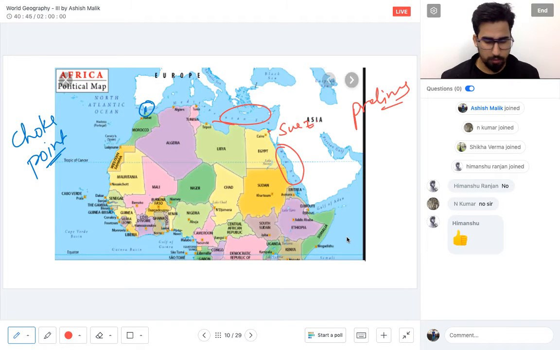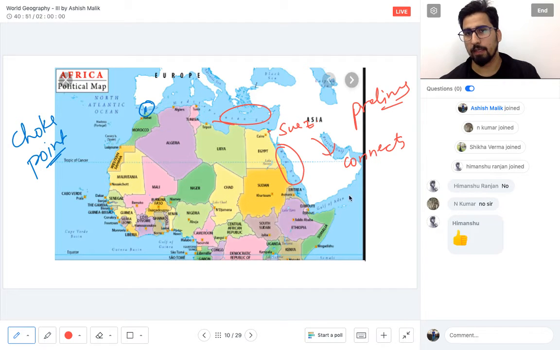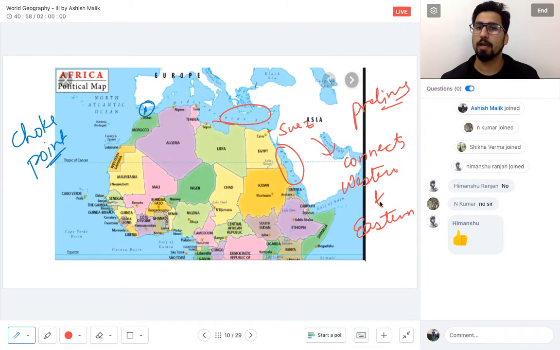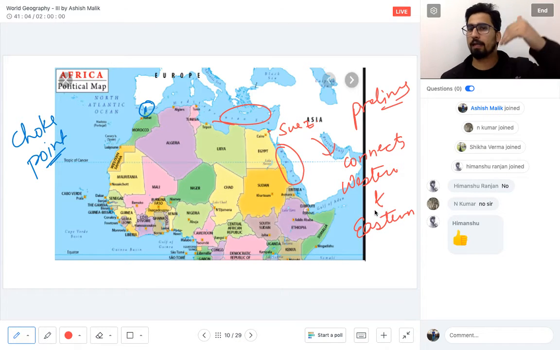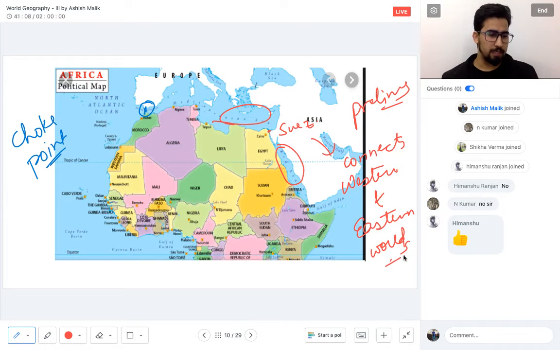We also say that the Suez Canal connects the western and eastern worlds. Actually, Suez Canal is considered to be culturally very important. It is also culturally important because it is believed that Suez Canal connects the western and the eastern worlds, and because of that, the Suez Canal is very important, right?